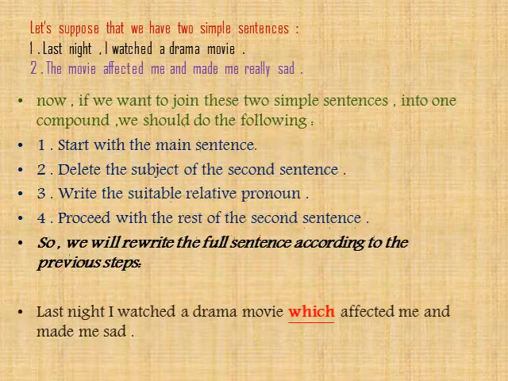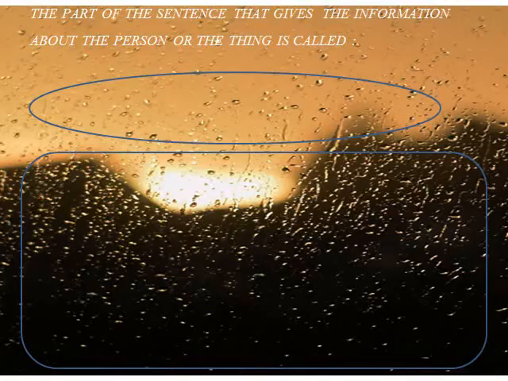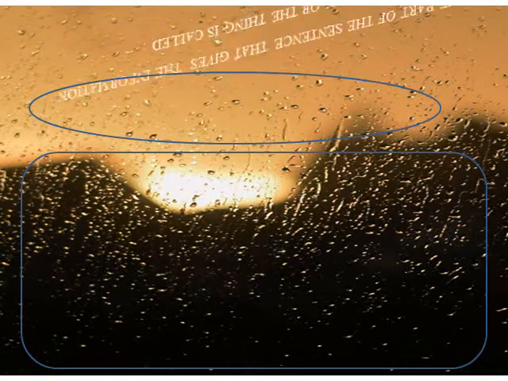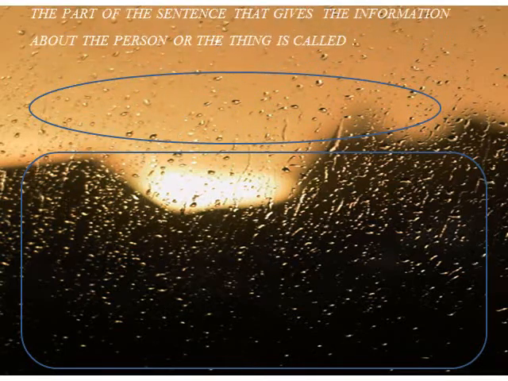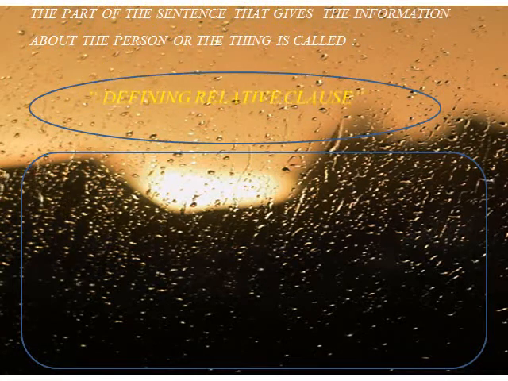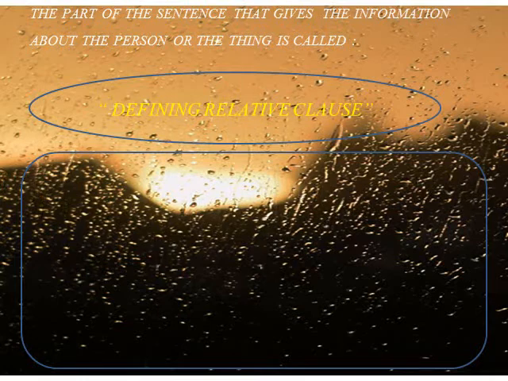Last night, I watched a drama movie which affected me and made me sad. We used here the junction word or the relative pronoun which, because we are talking about a movie, and a movie is an object or a thing. The part of the sentence that gives the information about the person or the thing is called the defining relative clause.